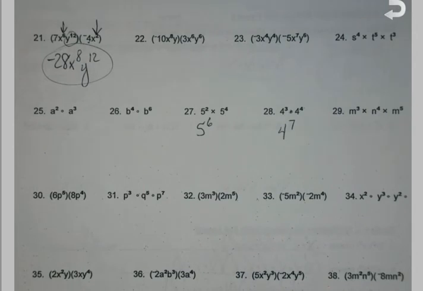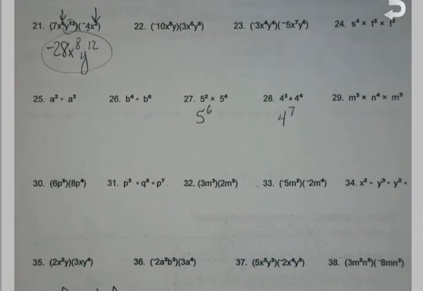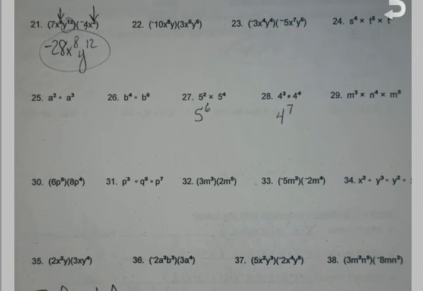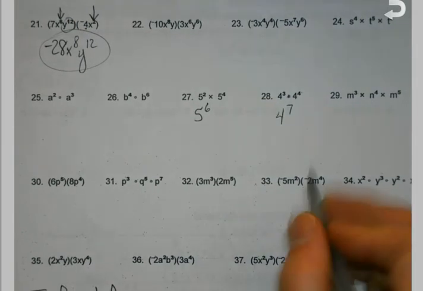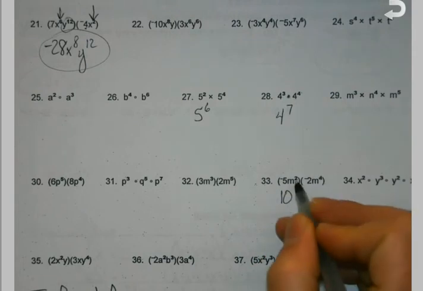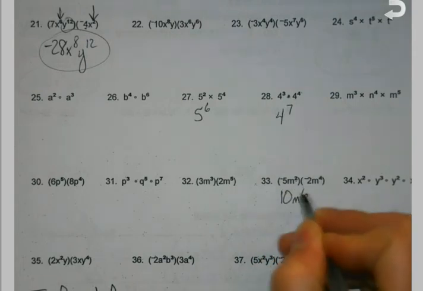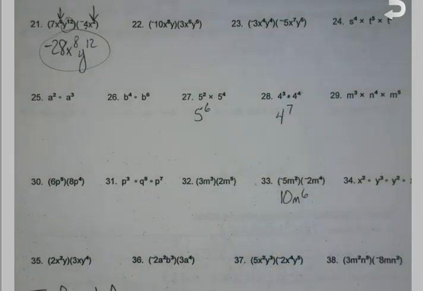I'm trying to see what else could cause problems here. Could 33 cause problems? Maybe. If I multiply my coefficients in 33, what do I get? Positive 10. And then 2 plus 4 is 6. So multiply the numbers in front, add your exponents.